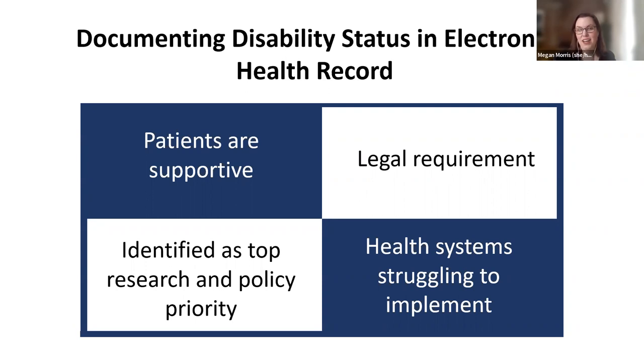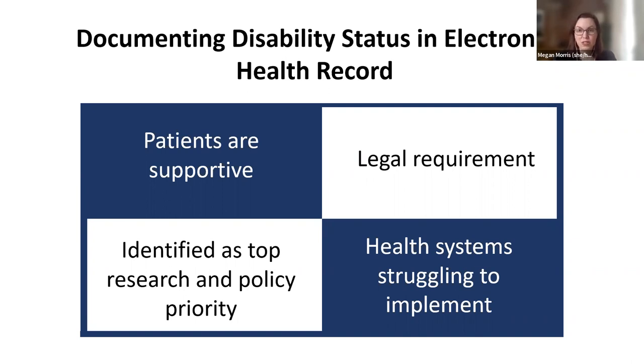The next question I often get from health systems is, well, but are we legally even allowed to ask people if they have a disability? And the answer is yes. Specifically, section 4302 of the Affordable Care Act talks about documenting different demographic characteristics, race and ethnicity, primary language, and disability status for the purpose of tracking disparities, okay?